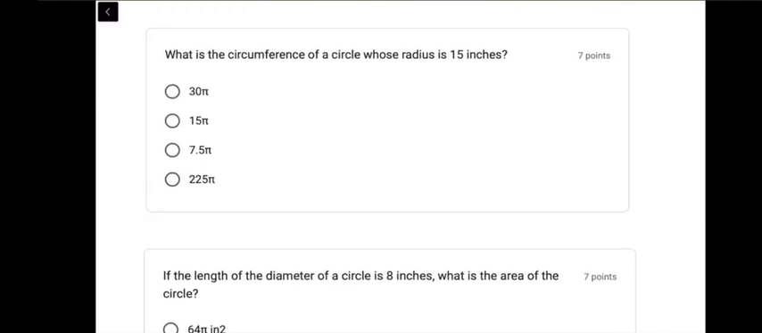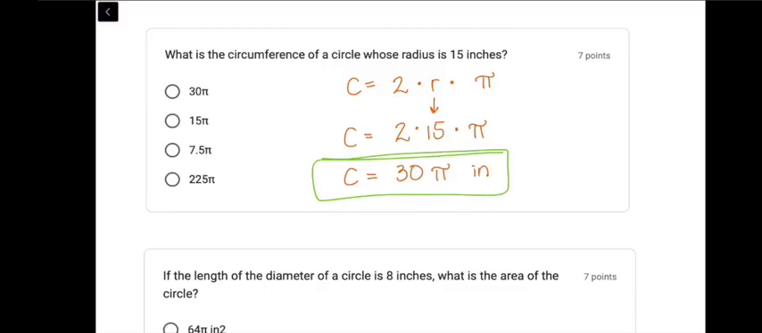Taking a look at our second problem, it says, what is the circumference of a circle whose radius is 15 inches? When we're calculating the circumference of a circle, the formula is equal to 2 times the radius times pi. Given that they tell us that the radius is equal to 15, I'm going to go ahead and plug that in to my formula. And now 2 times 15 will give me a total of 30 pi inches will be the circumference of this circle. So the answer here would be A.